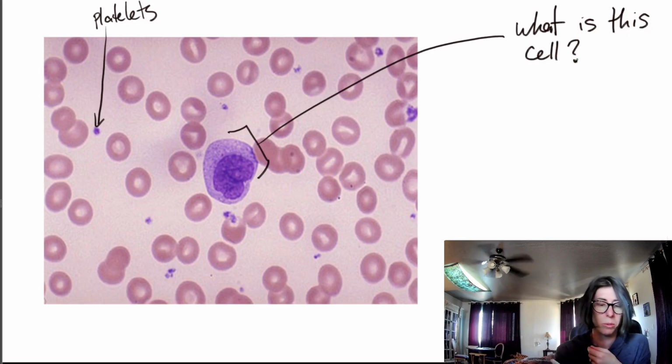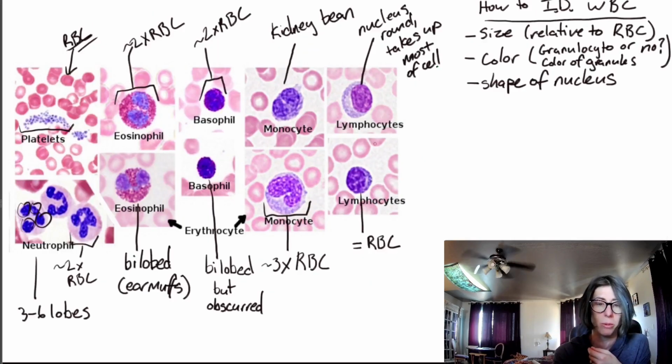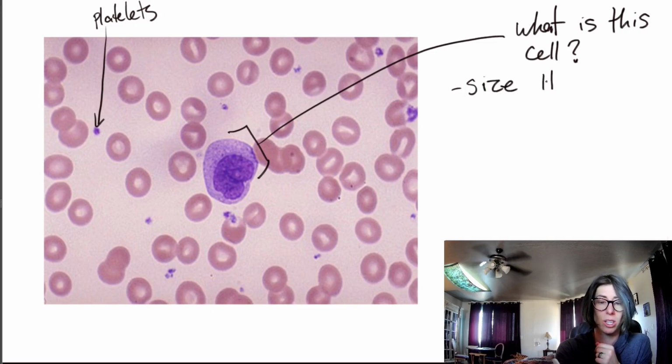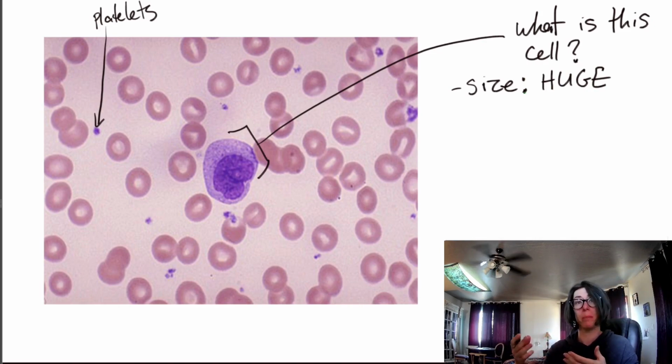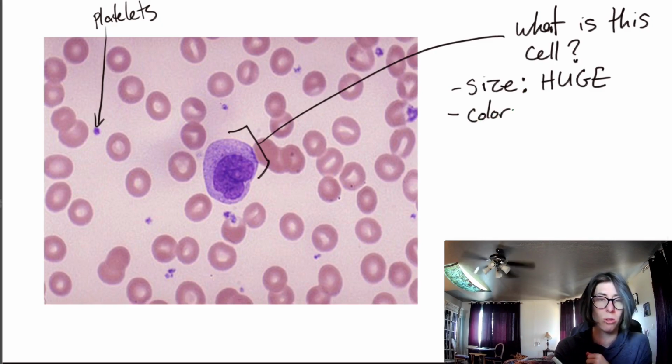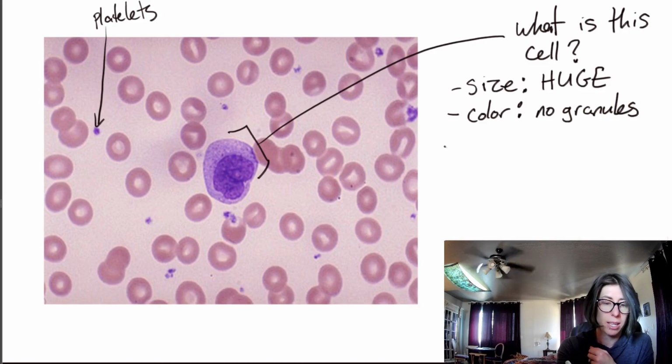So remember, we looked at our 3 criteria that we have to look at: the size, the color, and the shape of the nucleus. So the size, it's huge. That tells you it's probably a monocyte. But we can continue forward. So color, does it have granules or not? I'm including that into this. There's no granules. It's an agranulocyte, so that fits with the monocyte hypothesis. We don't see any granules. And then nucleus, kidney bean shape.